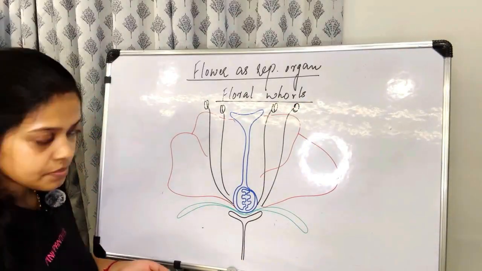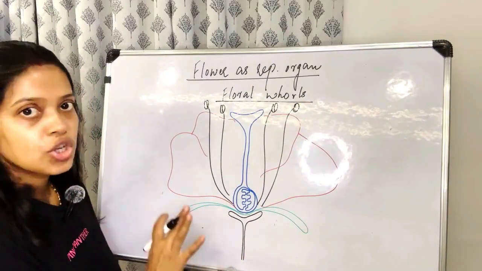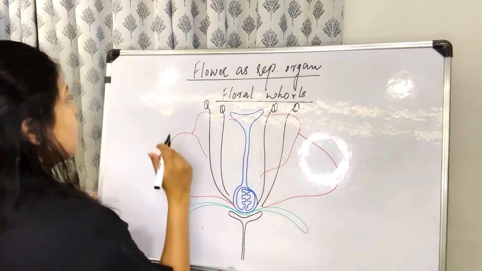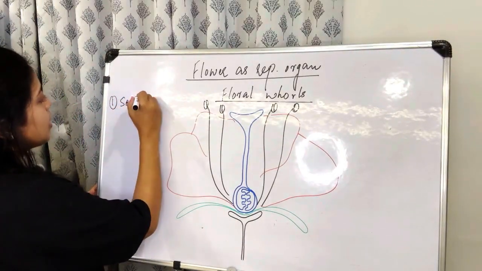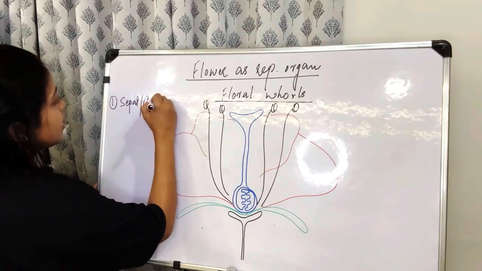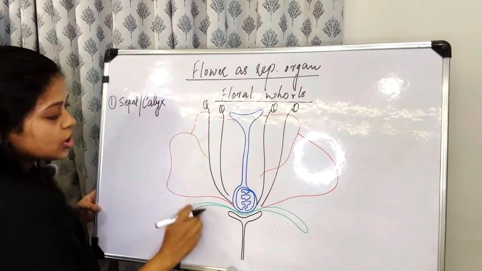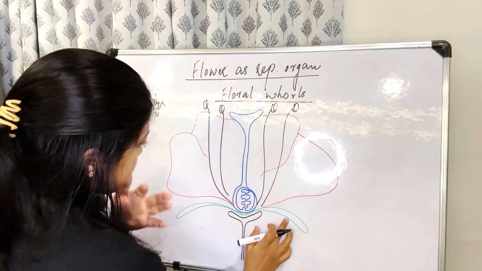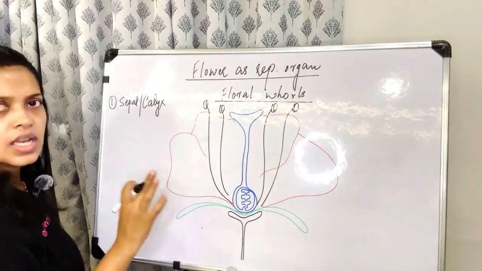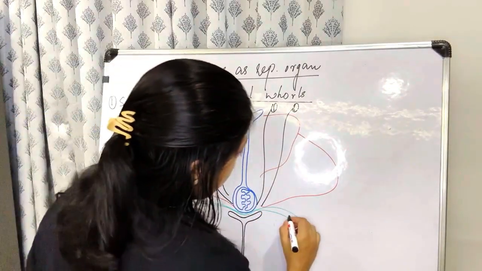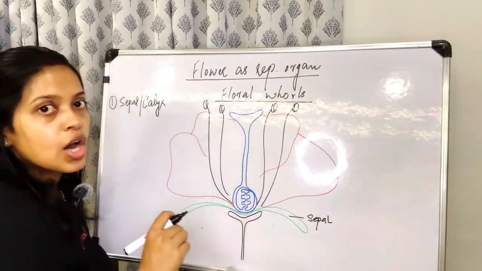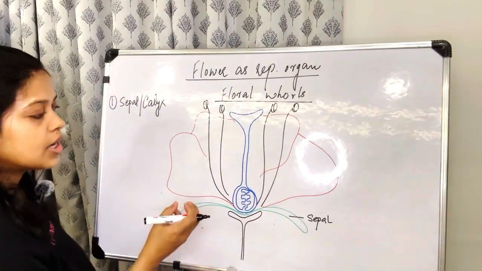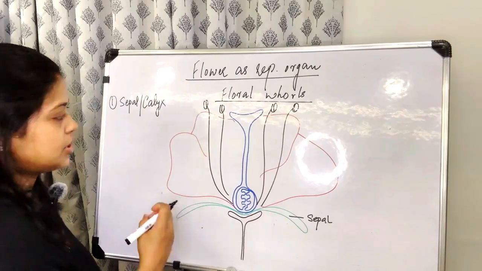Okay, so this is the structure of a typical flower. So the first floral whorl is the sepal. We also call it as calyx. So this green color structure that you are seeing, which is leaf-like, it is called as a sepal. The role of sepal is to protect the flower in the early bud stage.